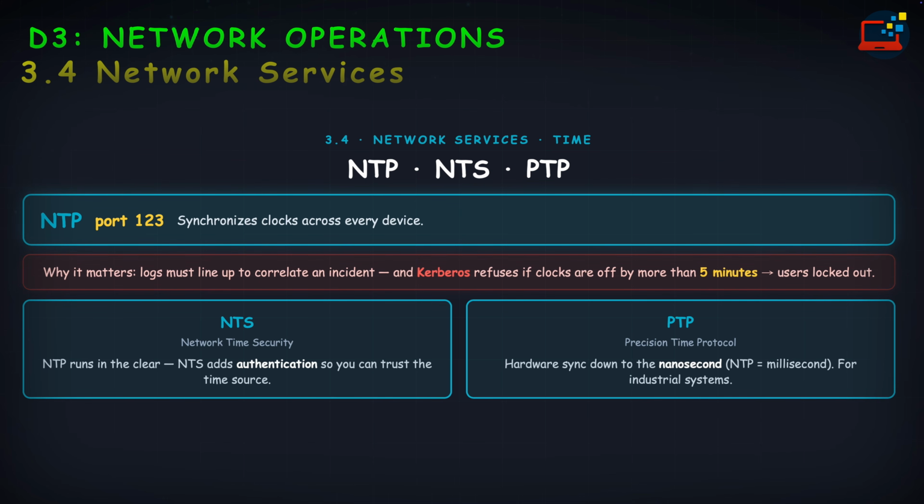NTP, by default, runs in the clear, so NTS, Network Time Security, adds authentication so you can trust the time source you're syncing to. And for environments that need extreme precision, like industrial systems, PTP, the Precision Time Protocol, synchronizes in hardware down to the nanosecond, far tighter than NTP's millisecond range.